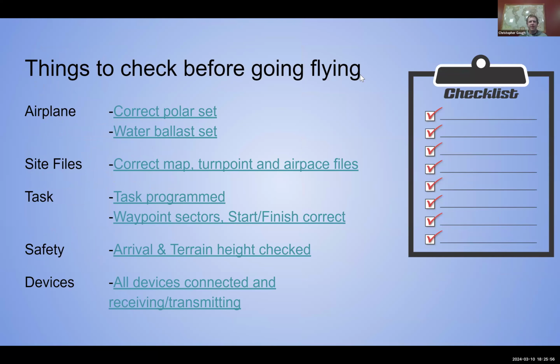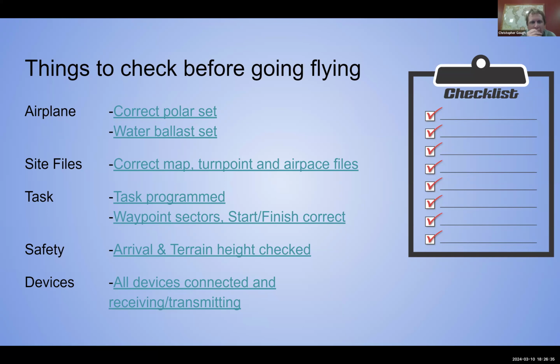I have a quick checklist here. So it's probably better to look over your presentation and go over these items. But before you jump in the glider and fly, it's best to kind of check over your airplane. Do you have the correct airplane set in there, correct polar? Have you put water ballast in? Is it set into the computer? Make sure that your site files are correct, the map set up properly, turn point and airspace files, especially if you have no airspace close to you when you take off. You want to make sure that your airspace is on. You have the proper file in when you do get close to airspace.